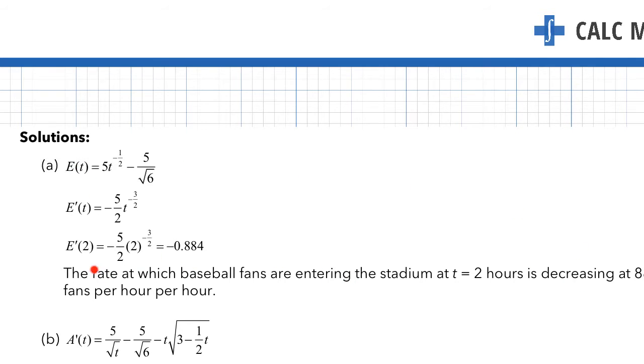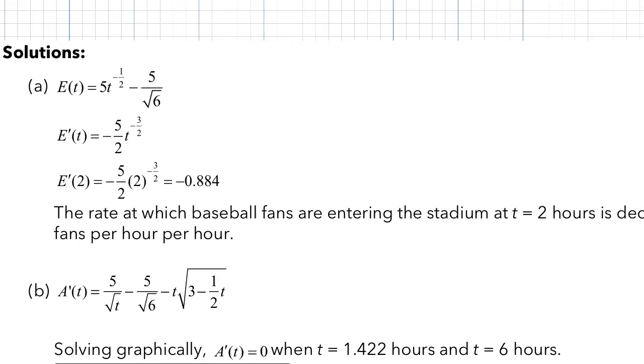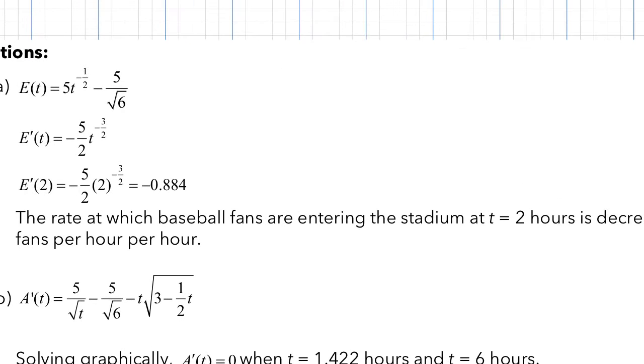Over here, this rate, this y value, is decreasing, because it was negative, at this number, fans per hour. Wait, do they have 884? Oh, yeah. And they did 8 instead of 0.884 because this is in thousands of fans, because that's what it said earlier. And then fans per hour, because the rate is decreasing. So it's per hour. Okay.